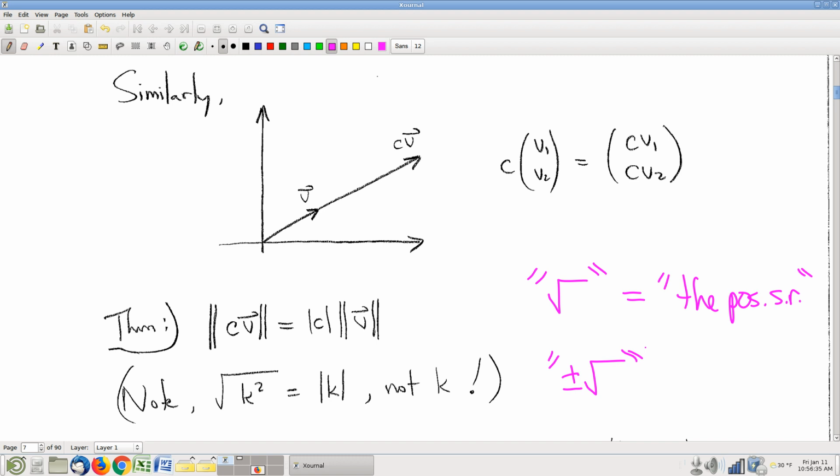Everybody okay on that? Okay, so anyway, I just want to make sure we're clear on that. Again, at my high school, it was just the Wild West with square roots and absolute values and all this kind of stuff, and you got to be real careful with that.